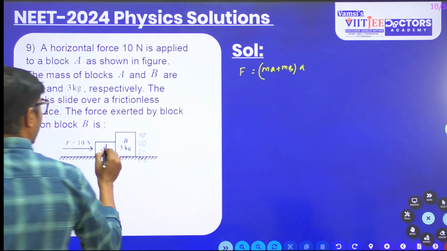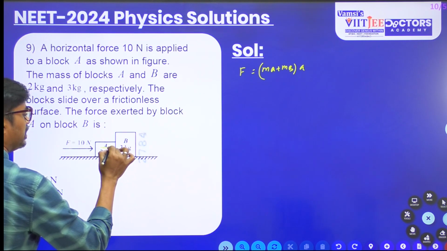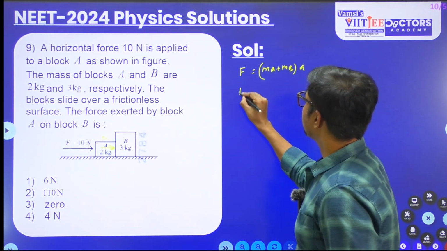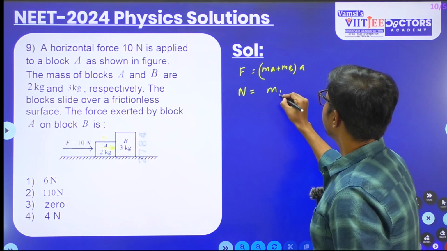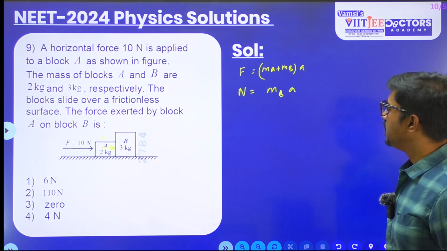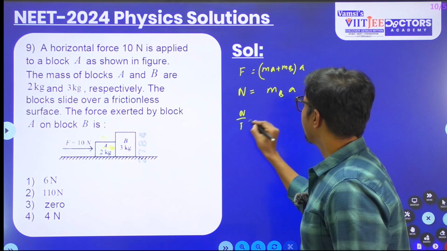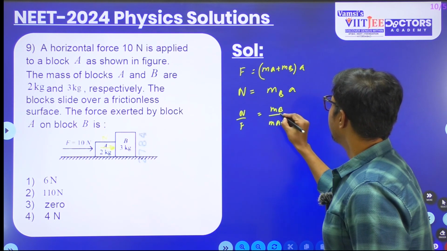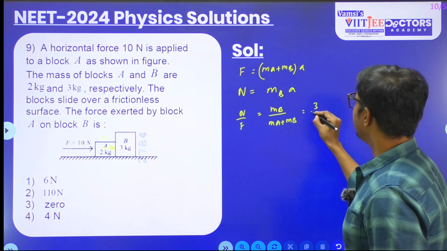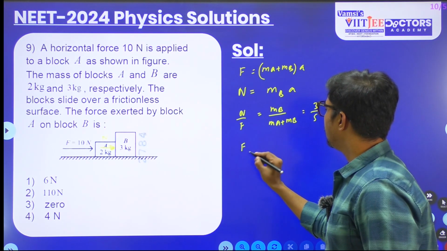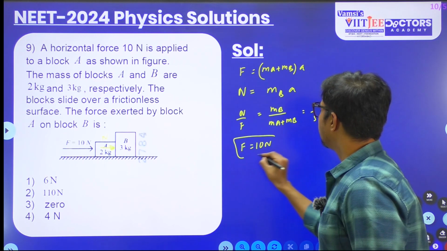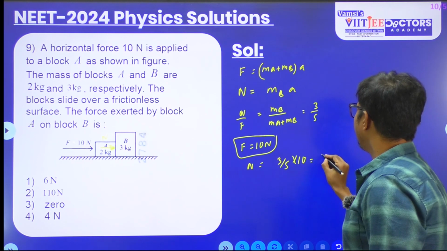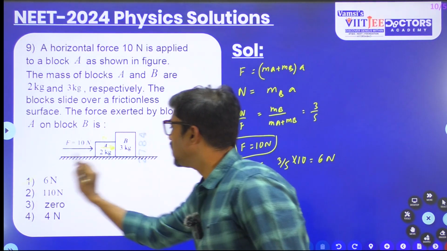Now, if you have, let's say, N force here, that's what they're asking. Let's say N is the force there. That N also should provide the same acceleration, but only for MD. It will move only MD. By taking the ratio, N by F equals MD by MA plus MB. So that is going to be 3 by 5. F they had given as 10 Newton. If I substitute there, N equal to 3 by 5 into 10 is going to be 6 Newton. 6 Newton is the answer.